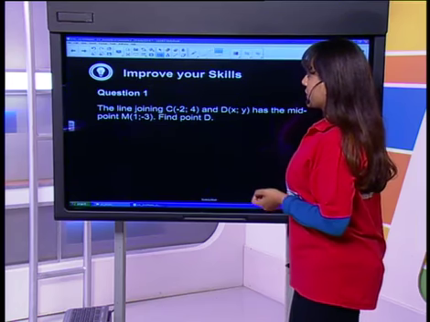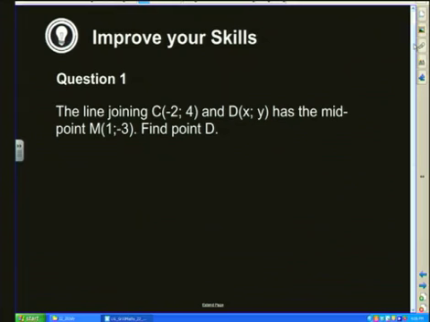Okay, here you're given the line joining point C, minus 2, 4, and D, x y, has a midpoint of M, 1 and minus 3. Find point D. Okay, so let's see what you've been given here.